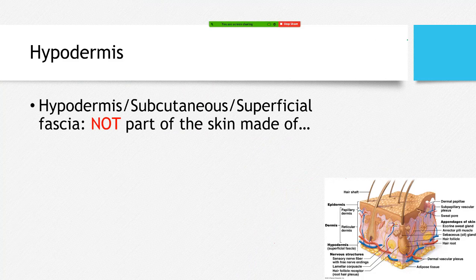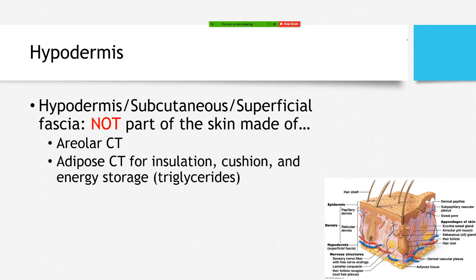All right, so the hypodermis, once again, is not part of the skin. It's underneath the skin. It's made of areolar connective tissue, yes, but it's also made of mostly adipose connective tissue. And adipose connective tissue helps insulate things, helps cushion our organs. In this case, it does provide a small cushion, especially if we're talking about our buttocks and stuff like that. And it's also a source of energy storage for the triglycerides that are there. And as you can see from this picture, the epidermis is down here on the bottom.